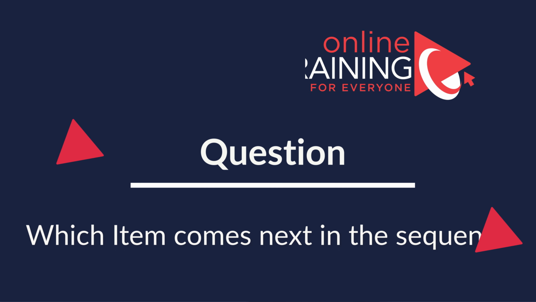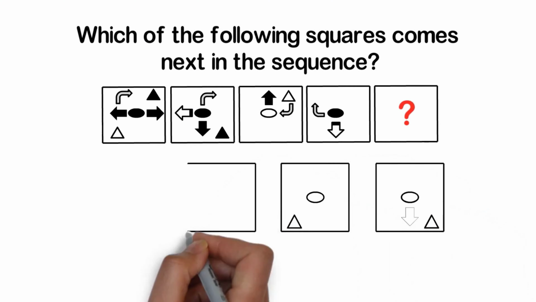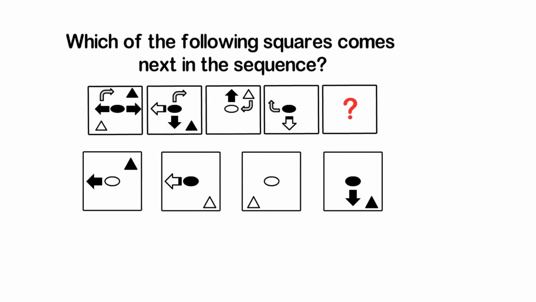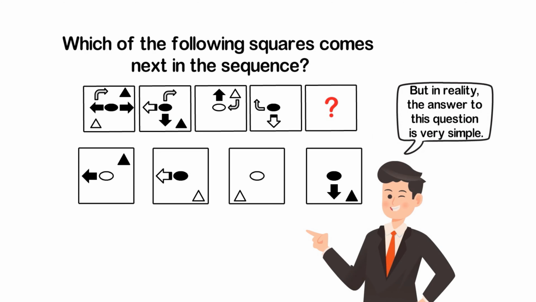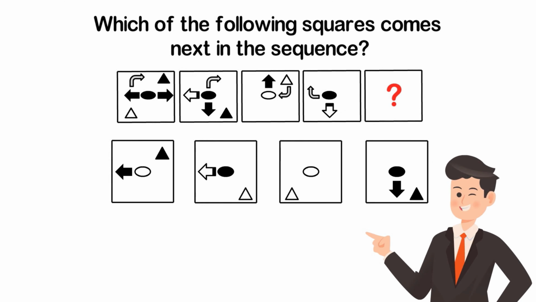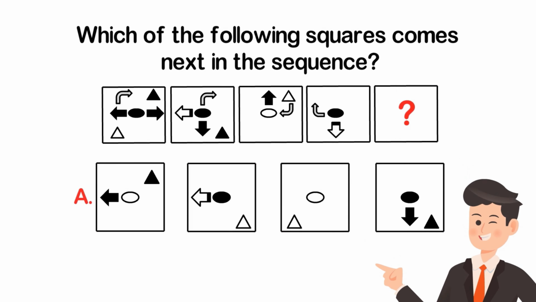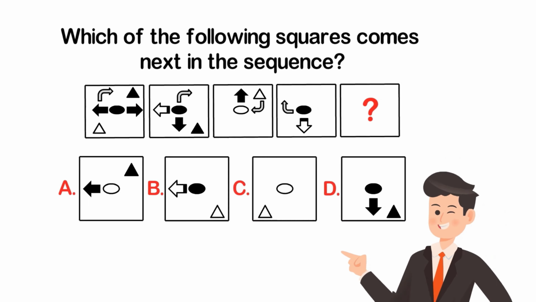Here's the question that on the surface seems very, very hard to solve. But in reality, the answer to this question is very simple. You're presented with 5 different squares. Squares 1 through 4 have shapes inside, and you need to determine the missing square 5. You're presented with 4 different choices, A, B, C, and D.